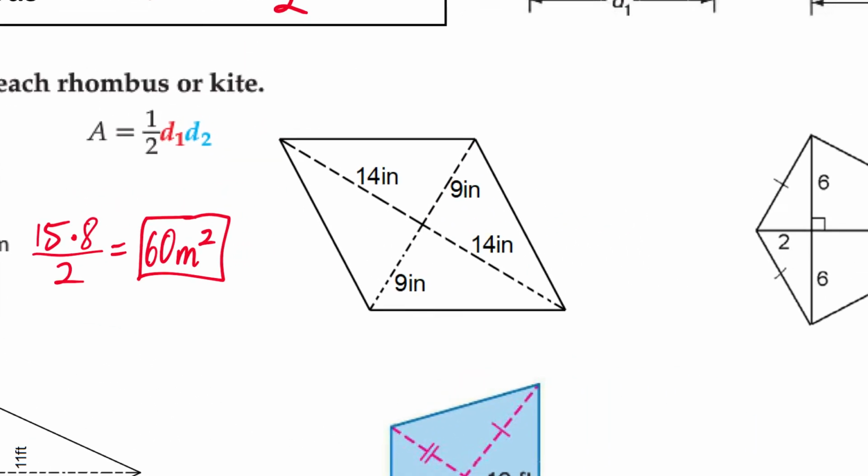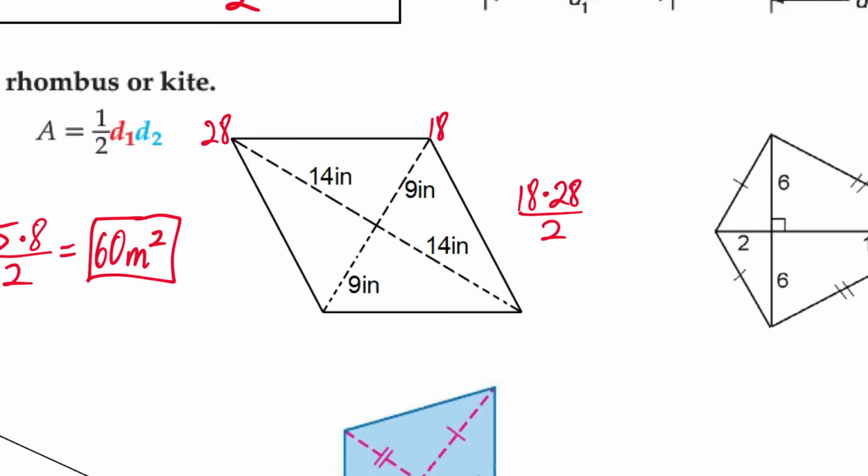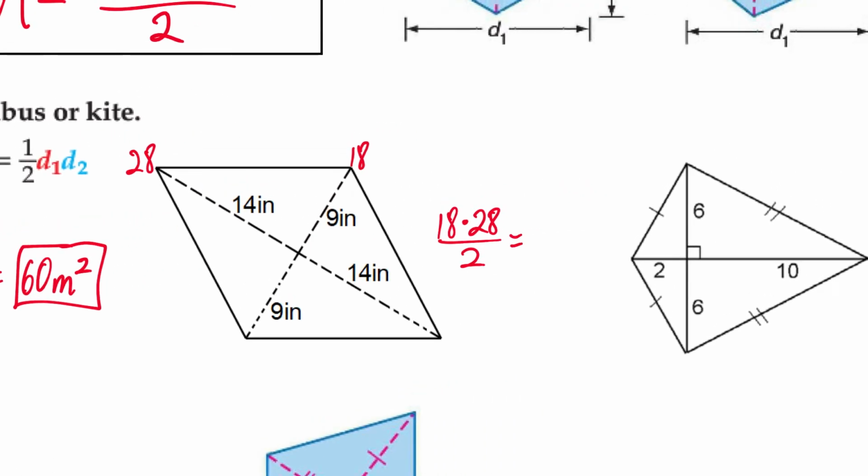Okay, on this next one, so what this is talking about is from here to here is 9 inches, and from here to here is 9 inches. So how long is this whole diagonal right here? That whole thing is 18. And how long is this whole diagonal right here? It's going to be 28. Okay? So we're going to do diagonal 1 times diagonal 2 divided by 2. Okay, yep, 252 square inches.